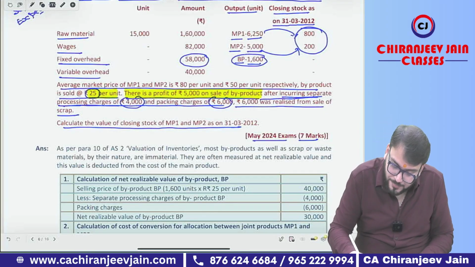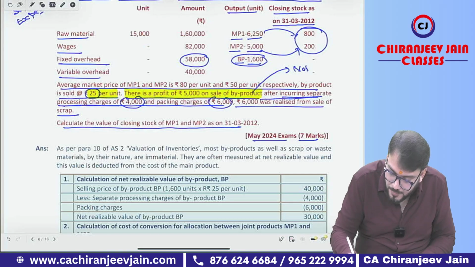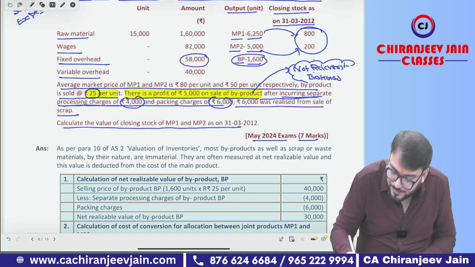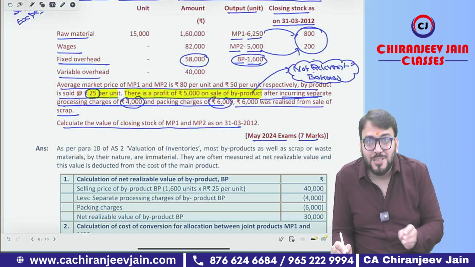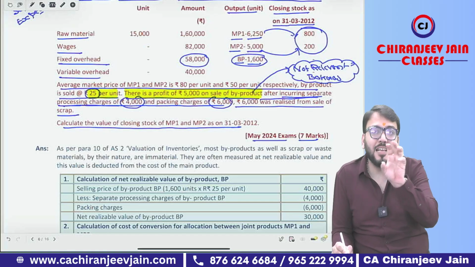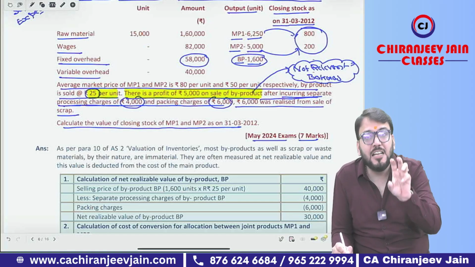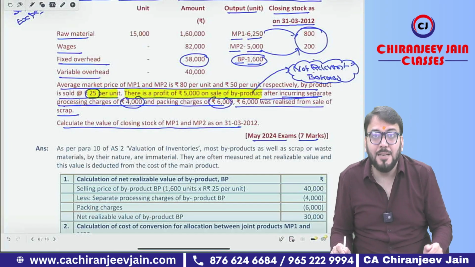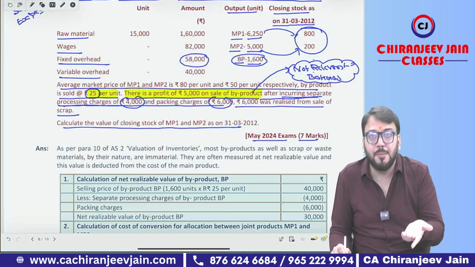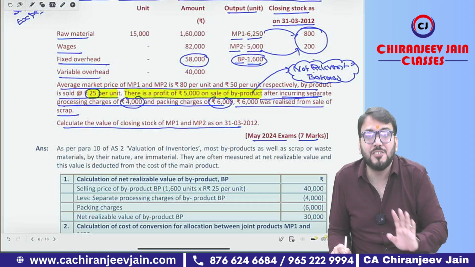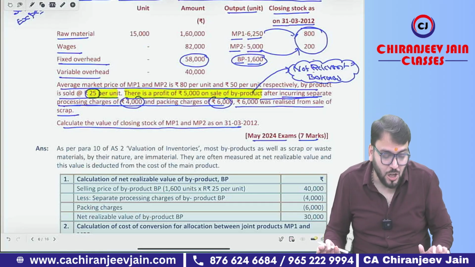The average market price of the byproduct is 25 rupees per unit, and there is a profit of 5,000 on sale of the byproduct after incurring separate processing and packaging charges. We have not considered this in our solution because this point is not relevant. It has been given to confuse you. NRV means sale price minus selling expense, and sale price is inclusive of profit. Since they have given the sale price, we don't want profit. If they had given cost price plus profit equal to sale price... since they have given sale price inclusive of profit, this information is not relevant.